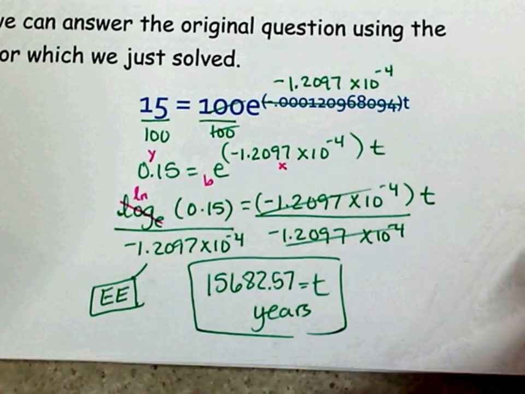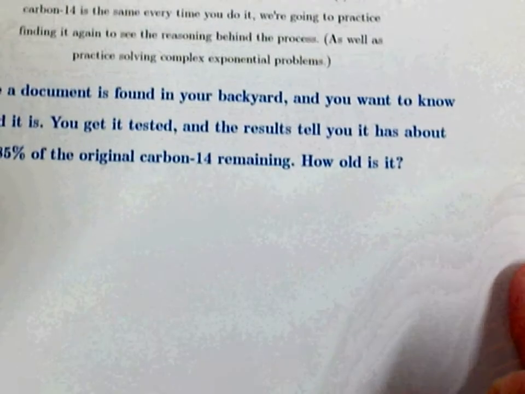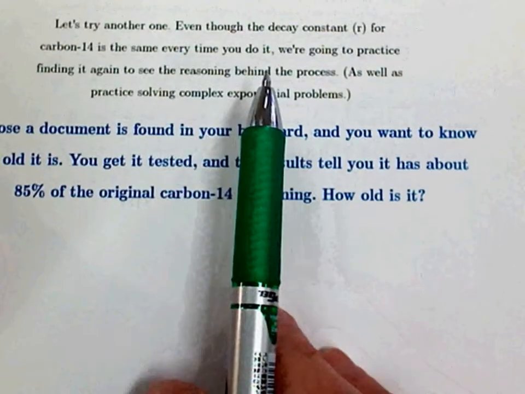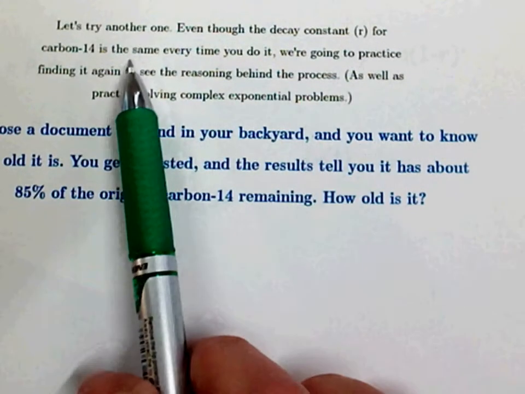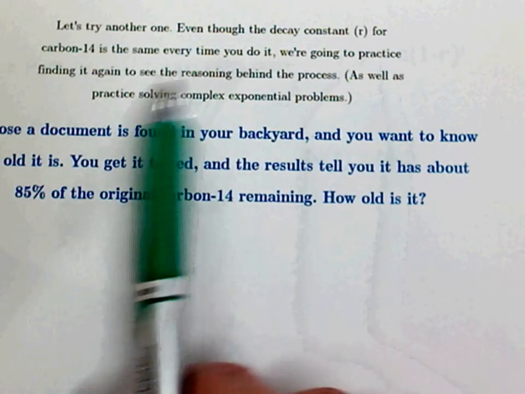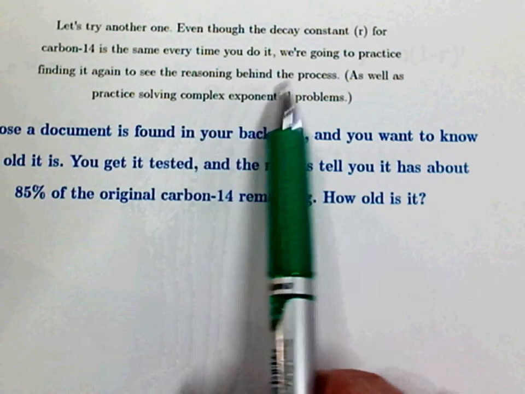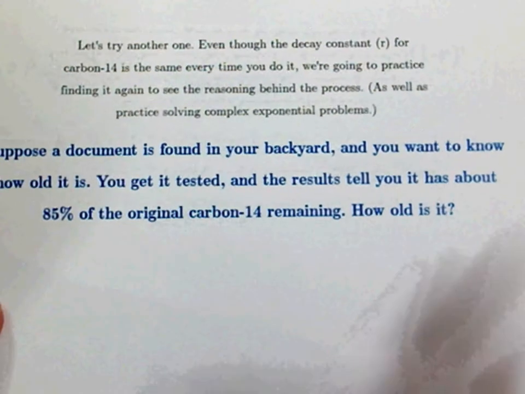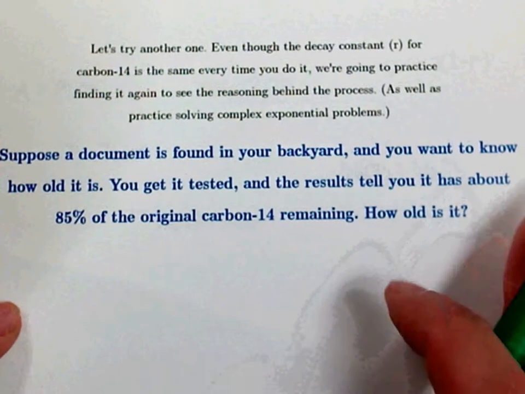Alright, let's do another one. Even though the decay rate of carbon-14 is the same every time you do it, we're going to practice finding it again to see the reasoning behind the process, as well as practice solving complex exponential problems. Because you don't always use carbon-14, especially if it's an inorganic material.